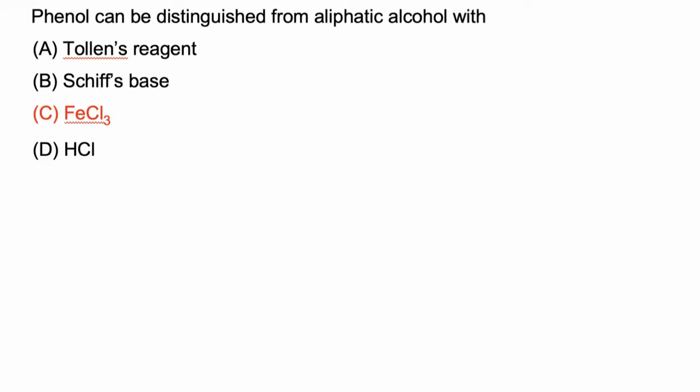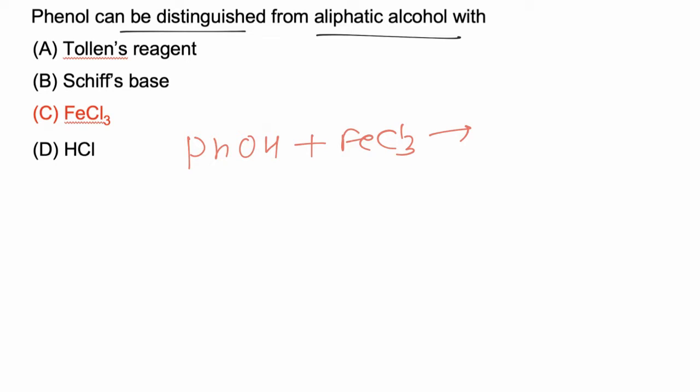In this question, we have to identify that phenol can be distinguished from aliphatic alcohol by. So phenol molecule on reacting with FeCl3 forms a complex. So [Fe(OC6H5)6]3- complex is formed along with formation of 3H+ plus 3HCl.